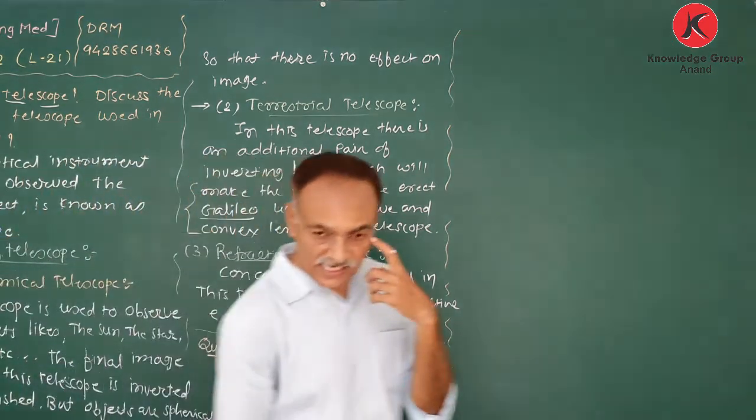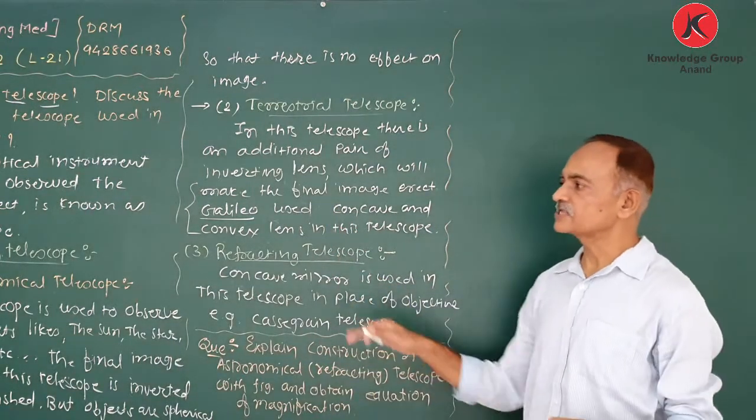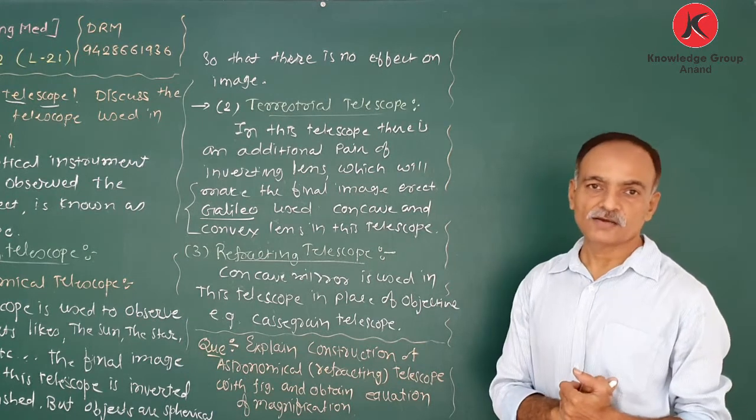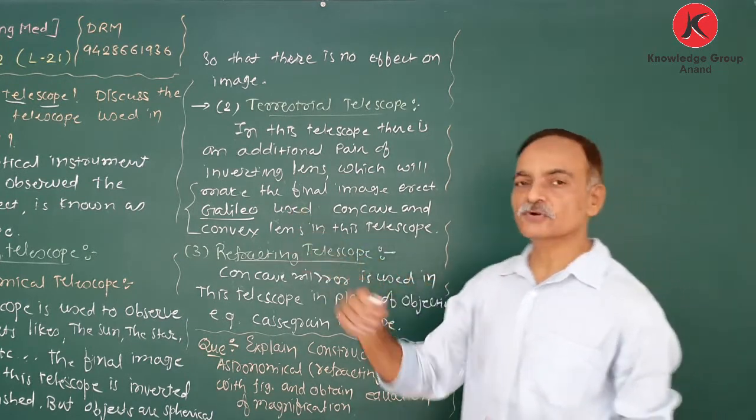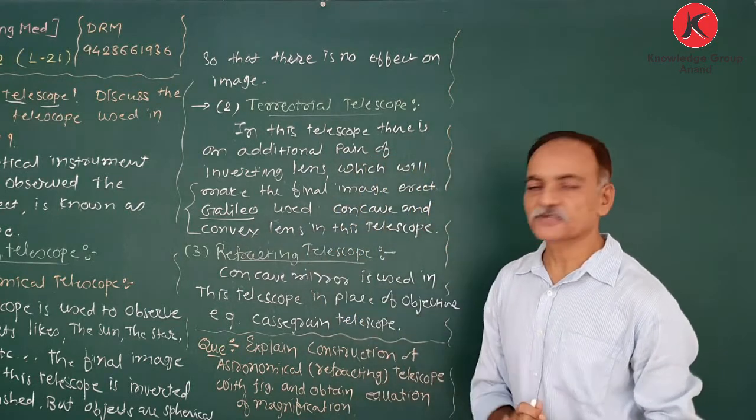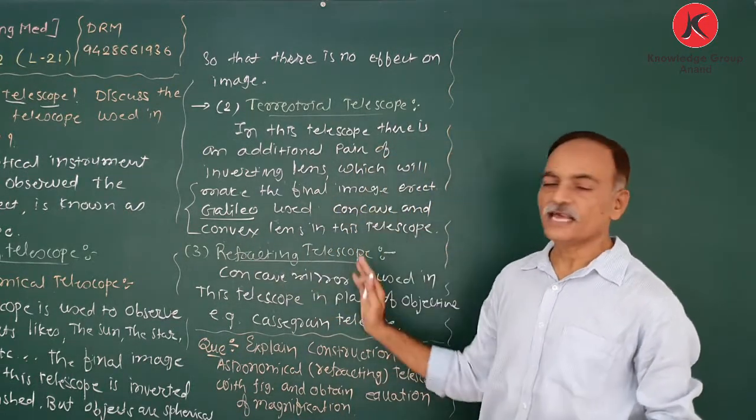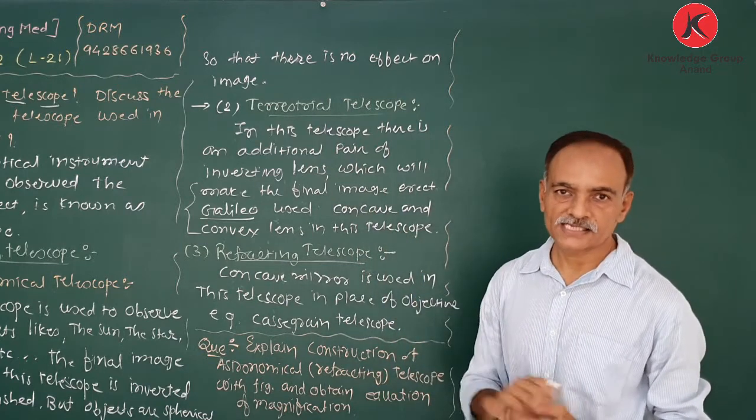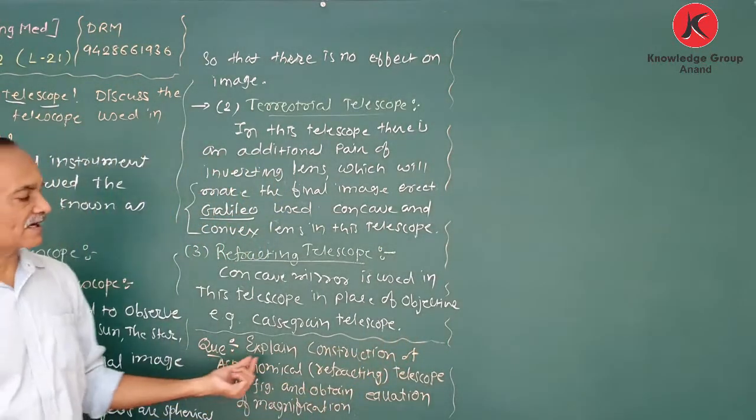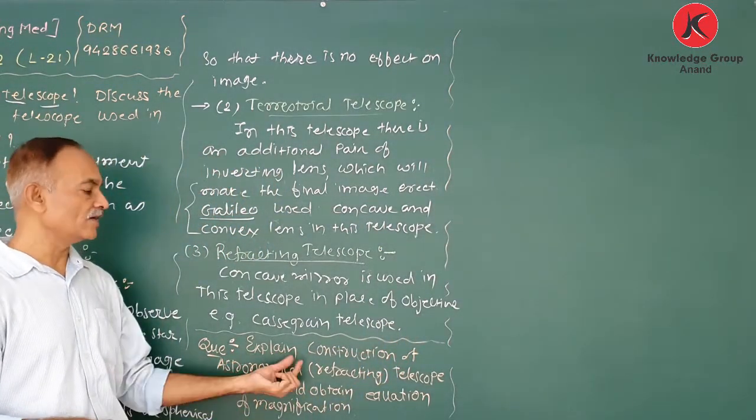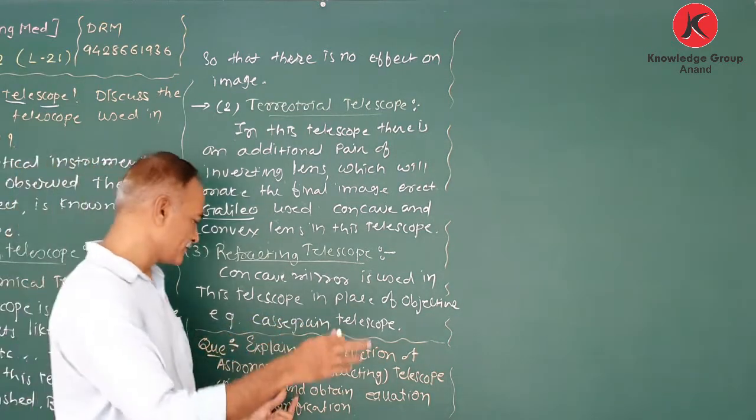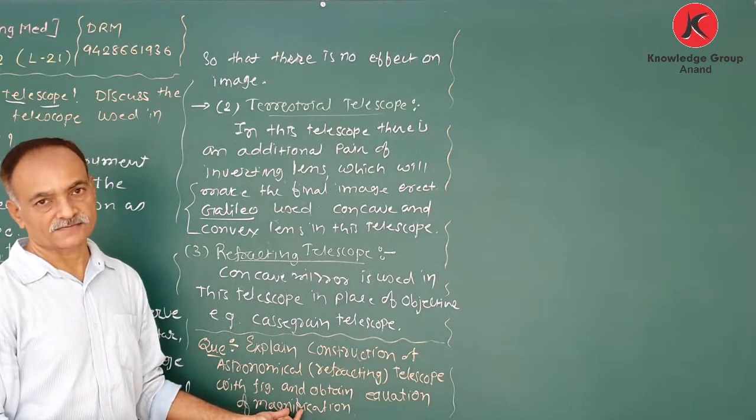So friends, these are the types of telescope. Generally, a 1 mark objective question may be asked in the board exam, and also in other competitive exams. Generally there are 3 types of telescope: astronomical, terrestrial, and reflecting. Is this clear? Okay. After that, we are going to discuss: explain the construction of an astronomical telescope with a figure and obtain the equation of magnification.